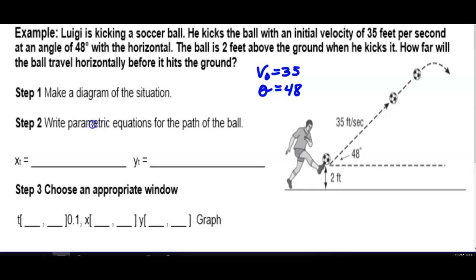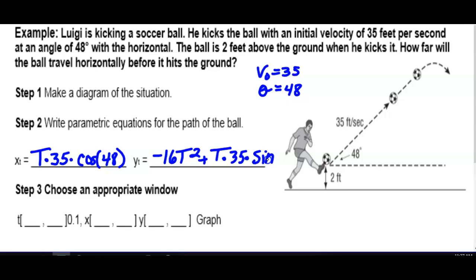The x equation, it says at the top of your notes, is t times v sub 0 times the cosine of the angle, and make sure you're in degree mode. And then the y equation at the top of your notes says use negative 16t squared plus t times v sub 0, which is 35, times this time the sine, because sine is y, right? Cosine is x when we were doing trig stuff.